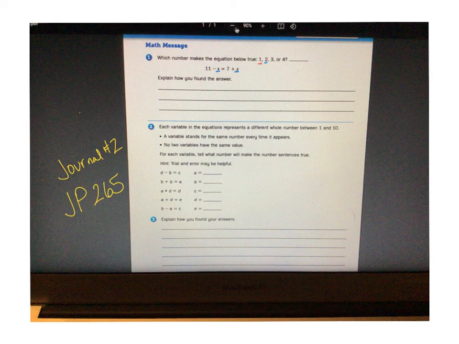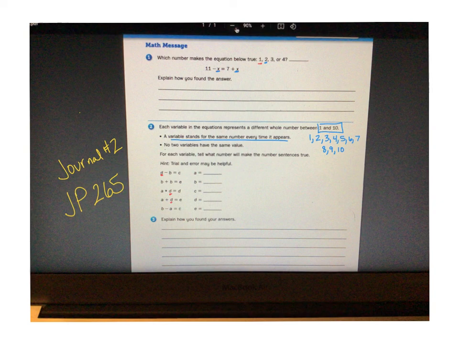For question 2, you're going to work on that. And it says each variable in the equations represents a different whole number between 1 and 10. So the possible numbers could be 1, 2, 3, 4, 5, 6, 7, 8, 9, or 10. Those are the possible answers. A variable stands for the same number every time it appears. So that means if down here I have a D here and a D here, whatever number I put in for D here, it's going to be the same value here and here.